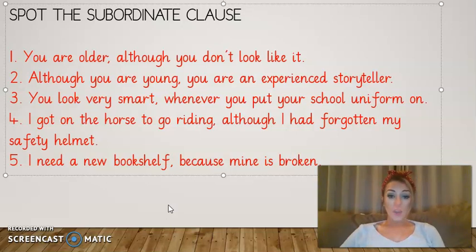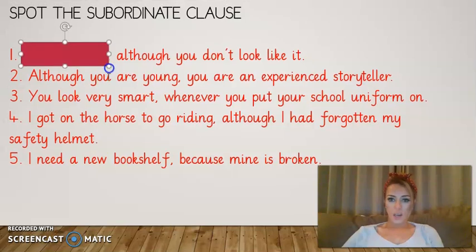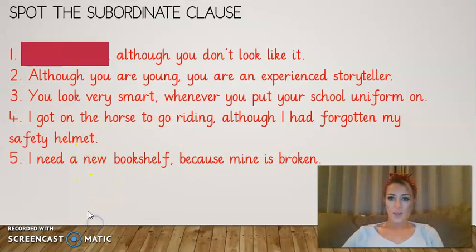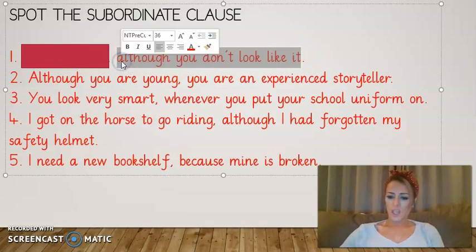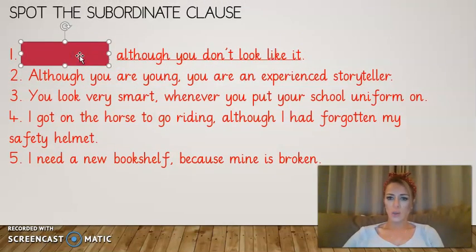So we're going to read the sentence and we're going to underline the subordinate clause. So we are going to find the bit that does not make sense on its own. And there are some clues to help us. We've got some commas. Okay, so let's do the first one. You are older, although you don't look like it. So let's get something. I'm going to put a shape in here, look. And that way we can use it to cover up different parts of the sentences. Okay, although you don't look like it. That doesn't make sense on its own, does it? So that must be my subordinate clause. So I'm going to underline my subordinate clause. Right, let's try number 2.